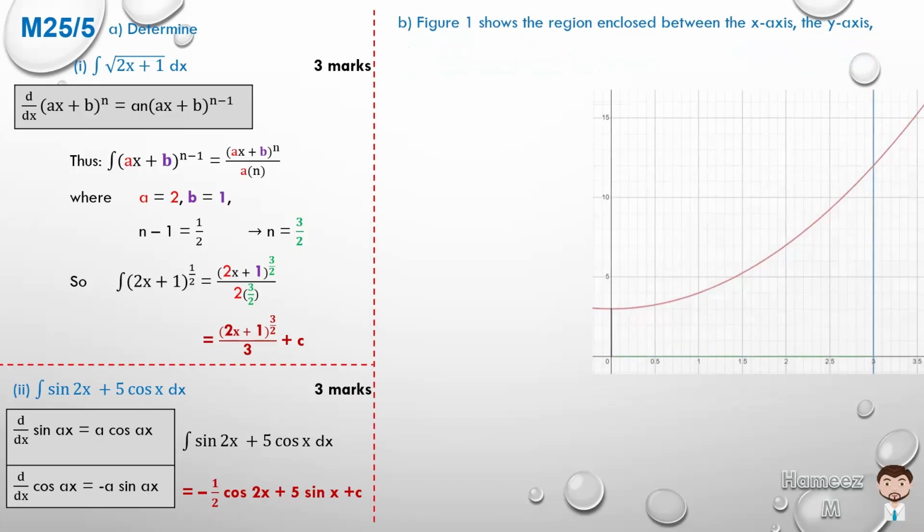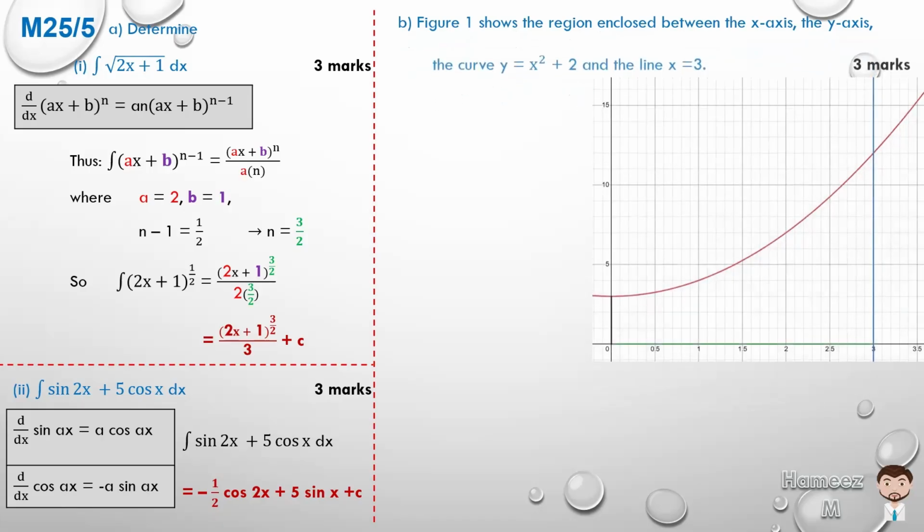Figure 1 shows the region enclosed between the x-axis, and there's a diagram that's given to us there. Hopefully you've seen it. The y-axis, the curve, which we have in red, y is equal to x squared plus 2, and the line x equal to 3, which is in blue.